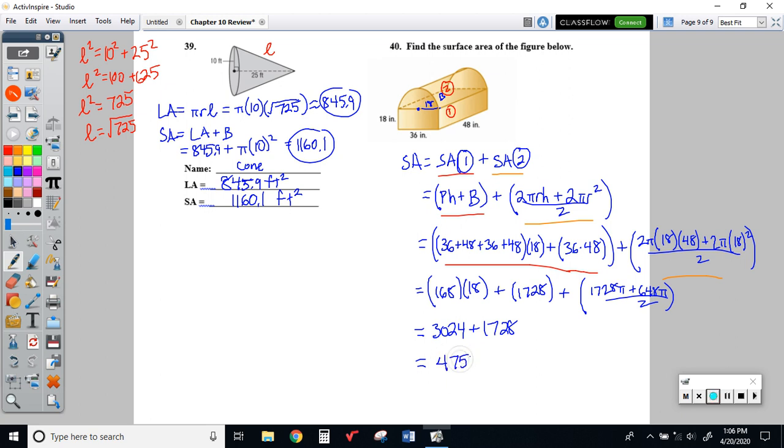So for that red part, 4752 looks like is what I've got there for the first part, or shape 1, and then for shape 2, 1728 plus 648, 2376 pi, and then if I divide that by 2, I've got 1188 pi for that part. So hopefully I've done all this right. Let me double check what I've got against my key here. And if I add that to that, yes, it is correct. So this is 8,484.2 inches squared for the final answer for that.